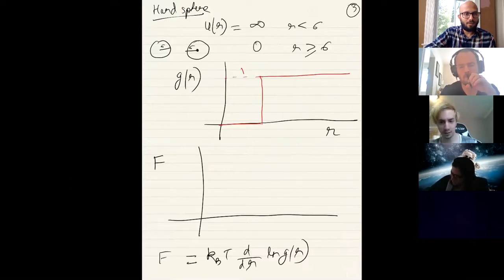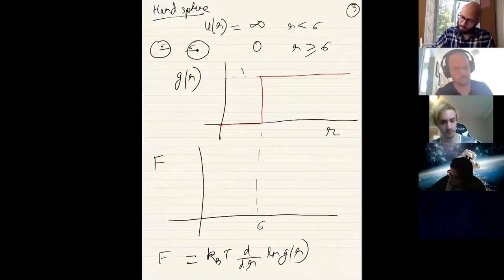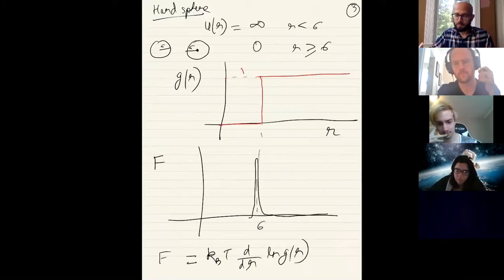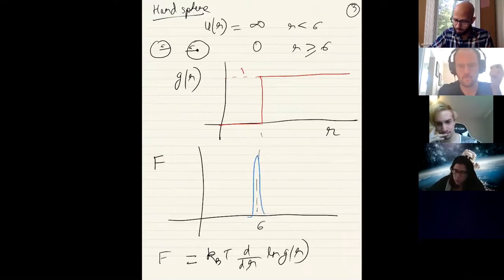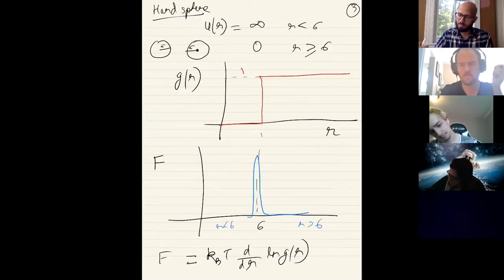Would it just be a sharp spike where r equals sigma, and then 0 everywhere else? Exactly. It will be a spike over here, and then 0. But that also makes sense, right? All you are saying is that the hard spheres don't experience each other. There is no force between them. If r is less than sigma, or if r is more than sigma, there is no force, right? Otherwise, there is a sharp delta function.